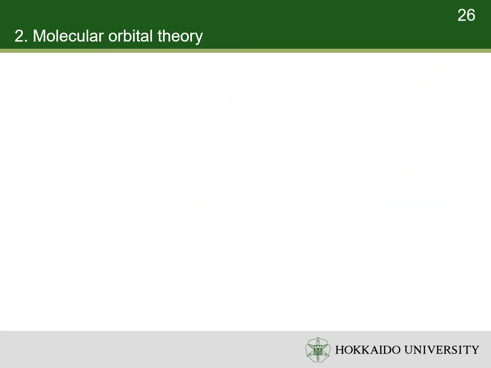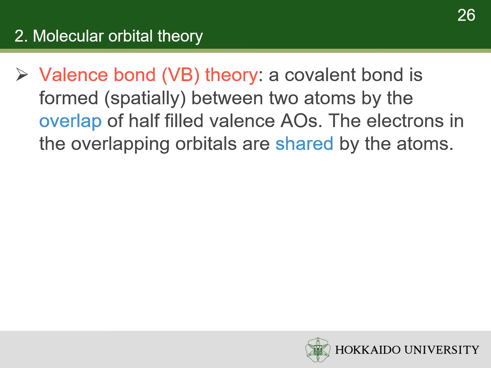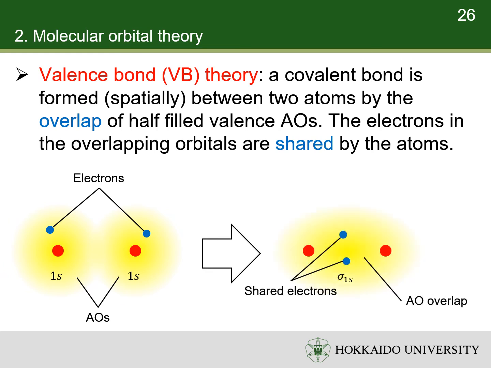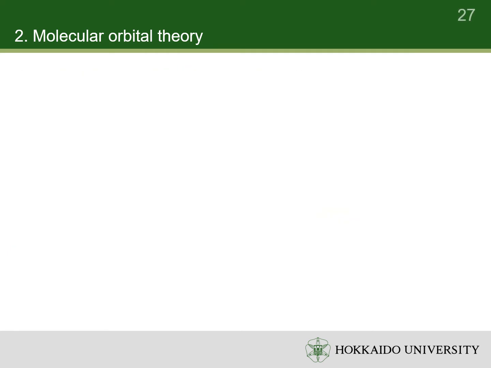Let's recall something you have learned in high school. The valence bond theory says that a covalent bond is formed between 2 atoms by the overlap of half-filled valence atomic orbitals. The electrons in the overlapping orbitals are shared by the atoms.